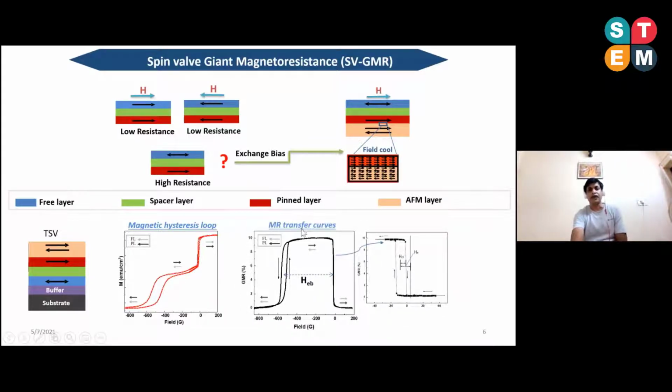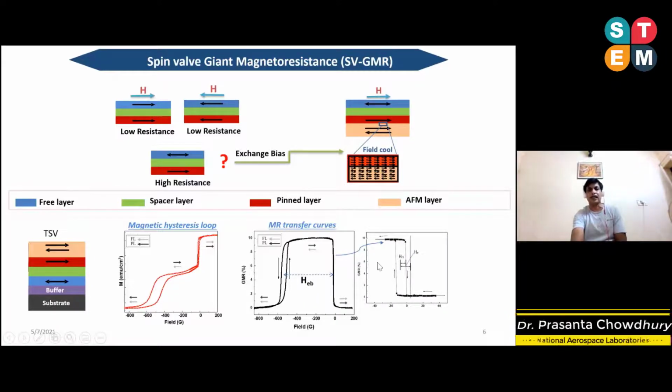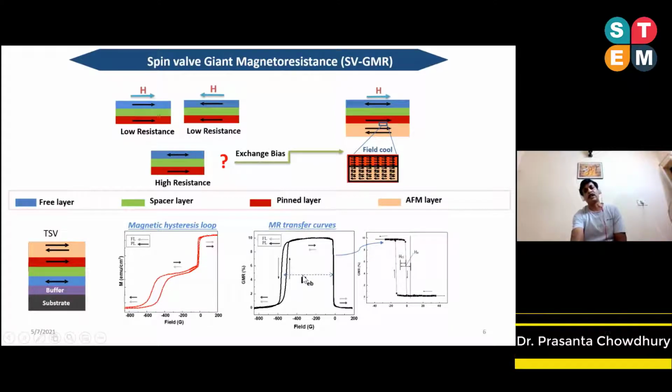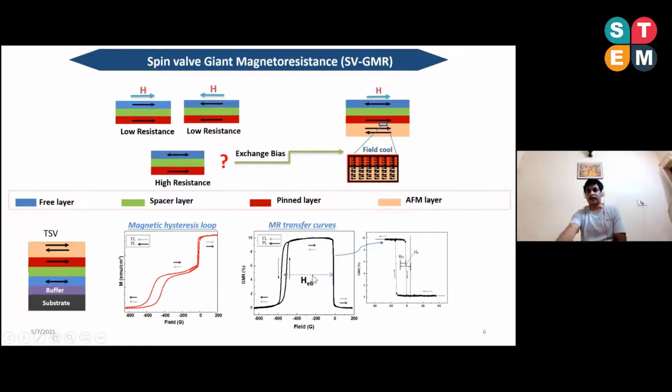So if we convert this transfer curve from the magnetic measurement to a magnetoresistance measurement, we'll see this is called a minor loop. In this minor loop, if we expand it, we'll see a small hysteresis which is called the HC, and the distance between the minor loop and the pinned layer transition we call the exchange bias in the system.